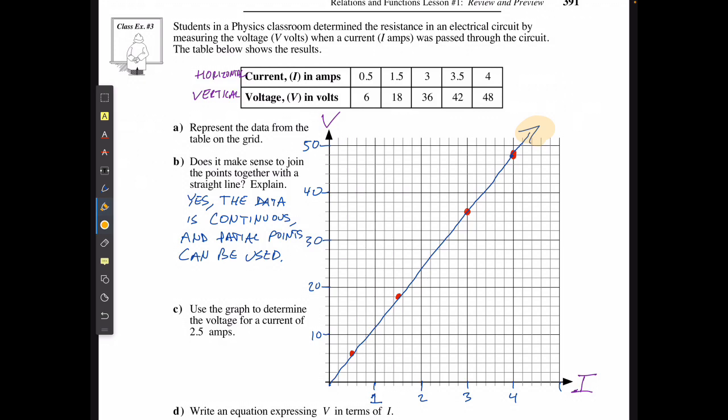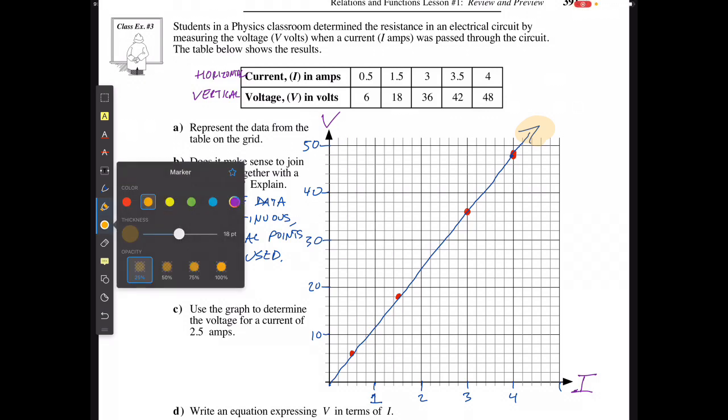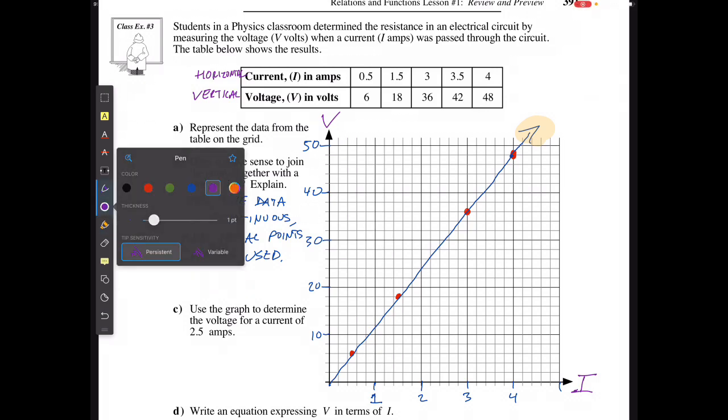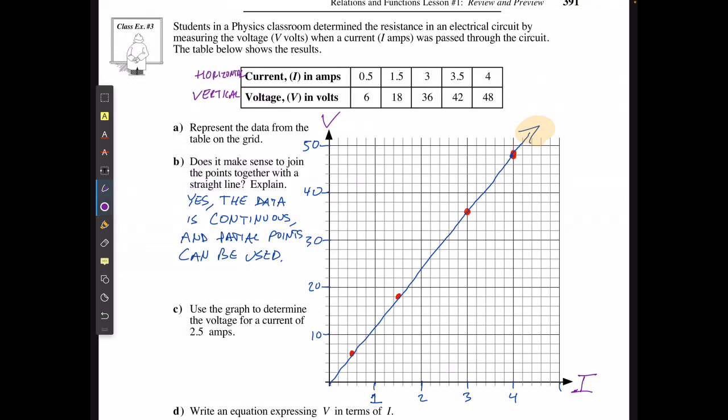Now, if I am using the graph to determine the voltage for a current of 2.5 amps, then I'm going to go to the point of 2.5 for the amps. I'm going to go straight up from there, and then I can see that it hits at 2.5 and 30.